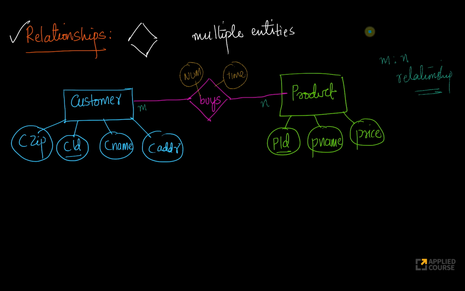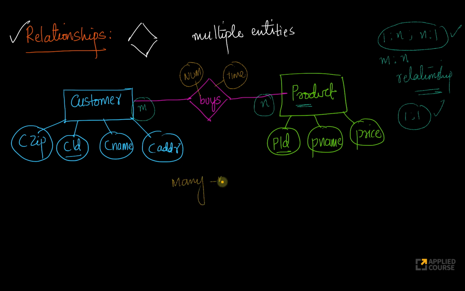Again, we'll see something called 1 to N relationships, N to 1 relationships, all of this a little later. There's also something called 1 to 1 relationships. We will study them in a lot more detail later, but since we are anyway at this, I wanted to mention it. Because a single customer can purchase N products, that's why this is 1 to N, and a single product can be purchased by M customers. So this relationship is called an M to N relationship, or it's sometimes referred to as a many to many relationship.